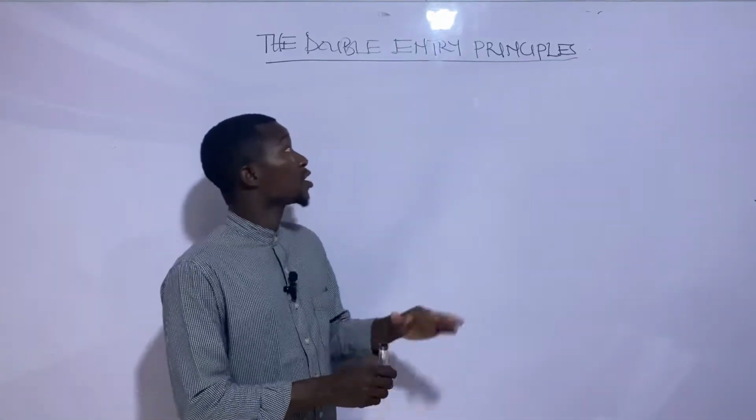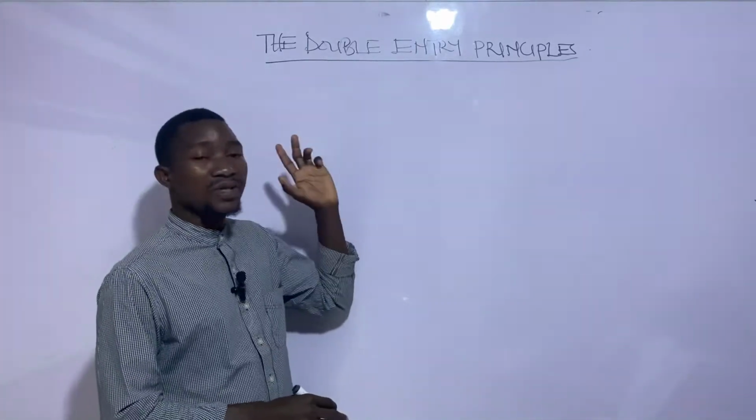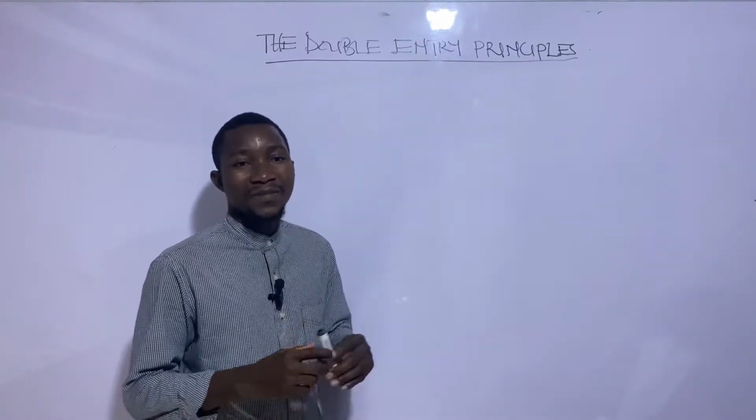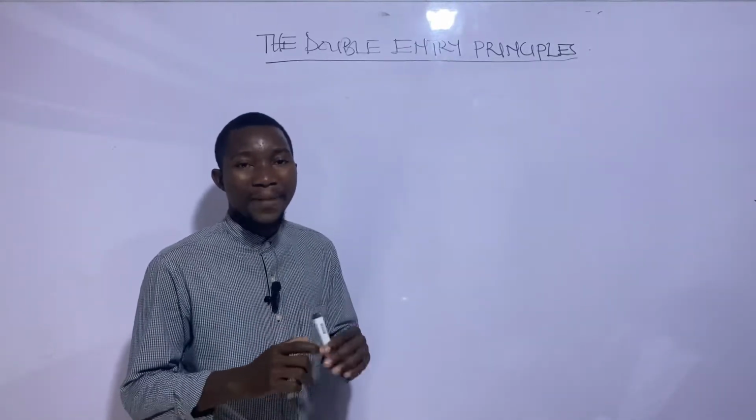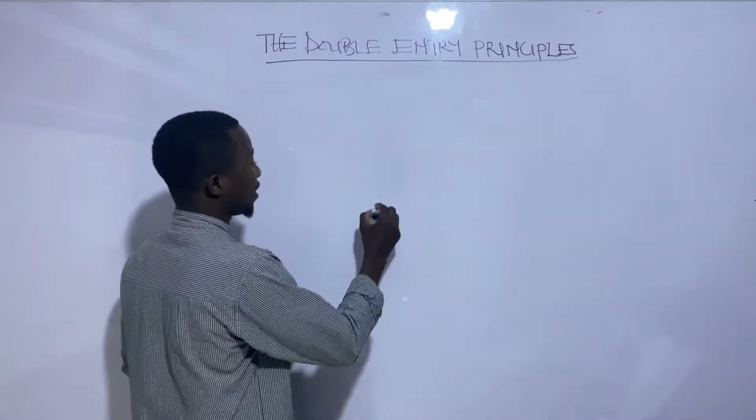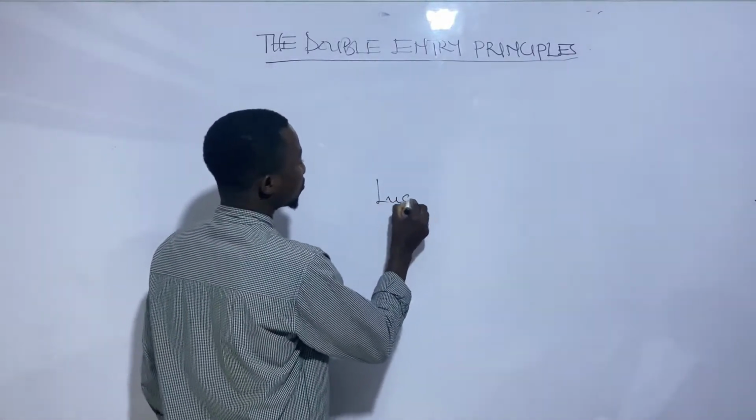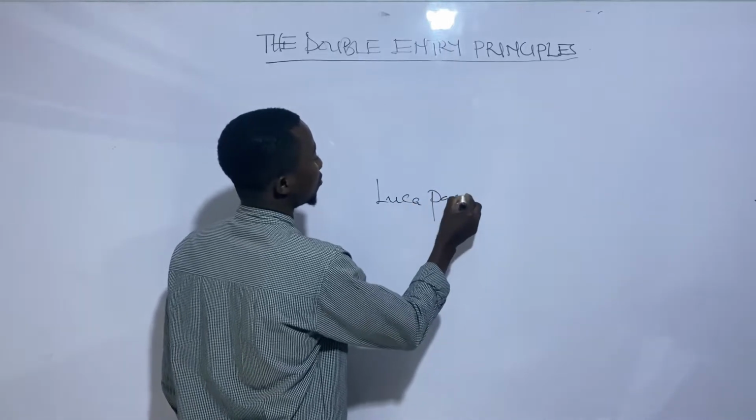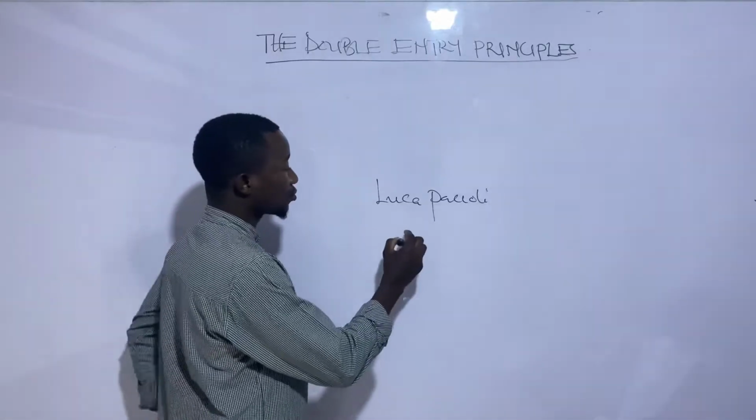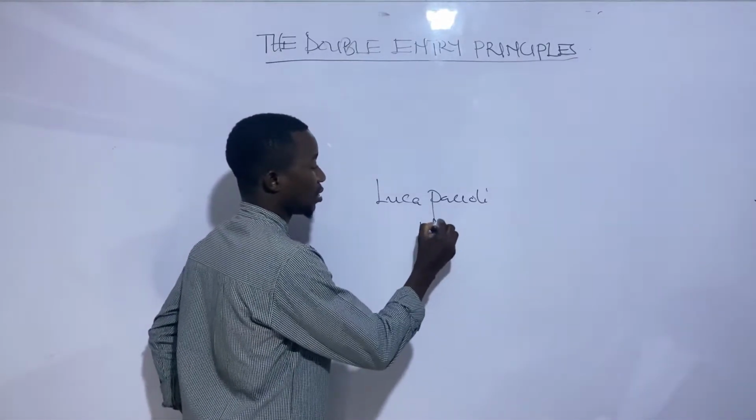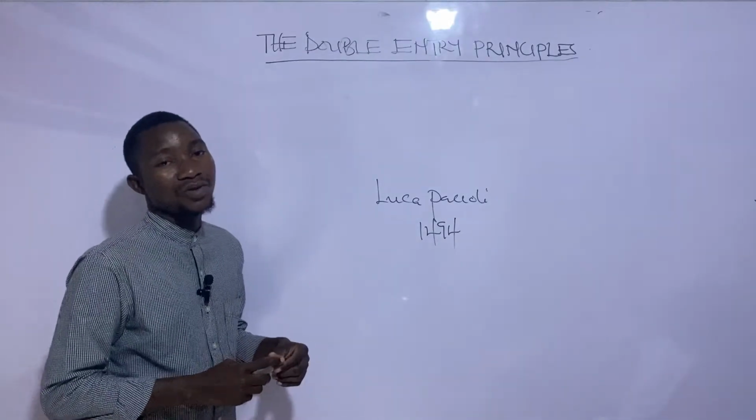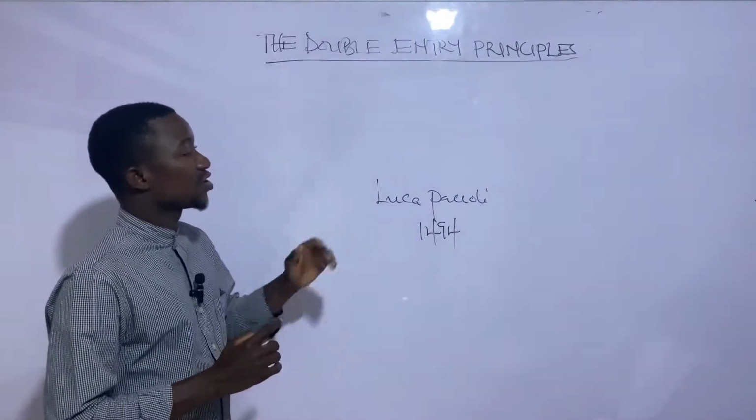So this double entry principles, it is a principle that was developed by an Italian mathematician called Luca Pacioli in the year 1494. It is Luca Pacioli that developed this principle in the year 1494. And this principle guides us on how to record financial transactions.